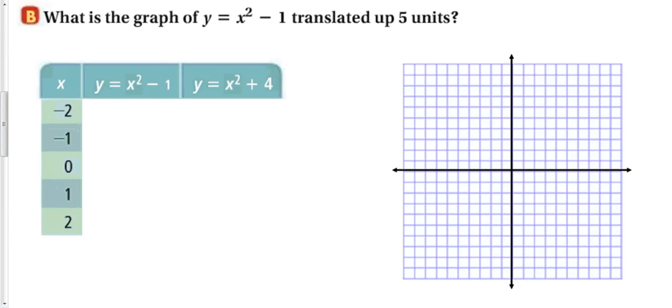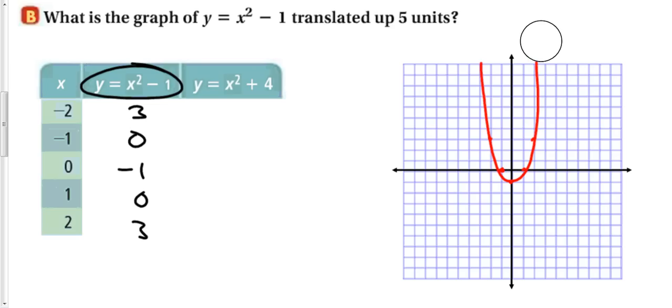So if I'm looking at this parabola and I want to translate it up 5 units, I would want to add 5 to the output. So first, I should get the outputs of the original function. So my original function would be 3, 0, -1, 0, and 3. I'm just plugging the x's into that function right there. Graphing that function gives me -2, 3, -1, 0, 1, 0, 3.